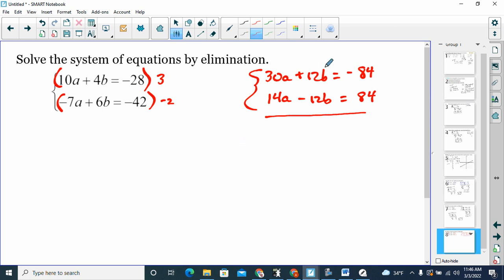Adding my equations together, these cancel. That's what we wanted. 30 plus 14 is 44a equals negative 84 plus 84. That's 0. Dividing both sides by 44, 0 divided by any number is indeed 0. A equals 0.